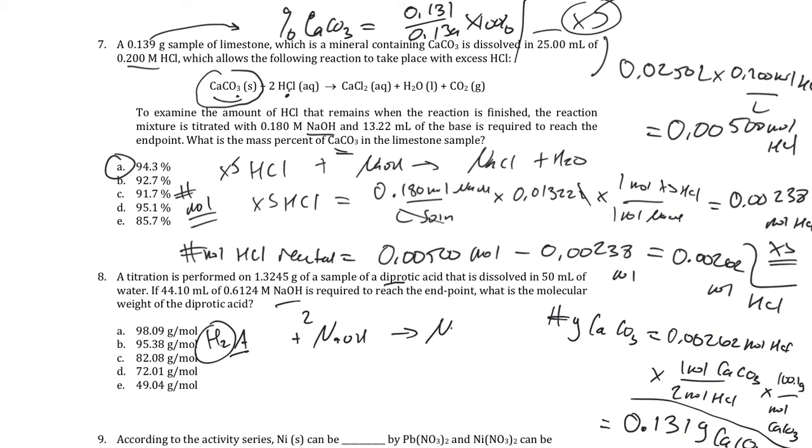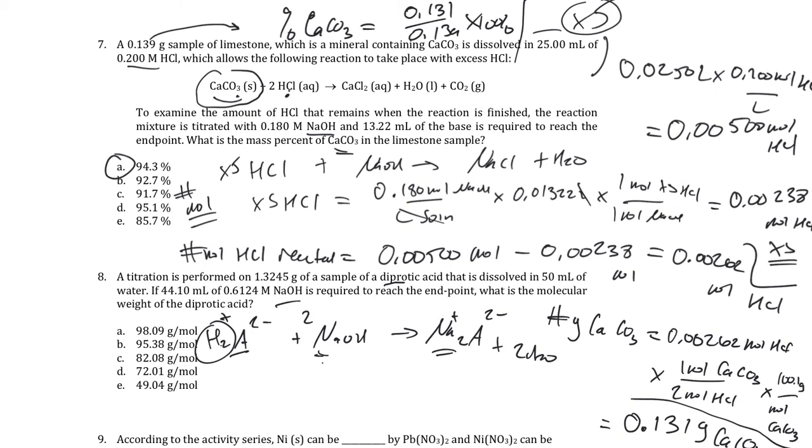So I'm going to produce Na2A to balance out my two sodium pluses with my A 2 minus. I know it's a 2 minus because I have two H pluses here. And then I'm going to have two waters that form. The key is the 2-to-1 ratio of the sodium hydroxide to the H2A.